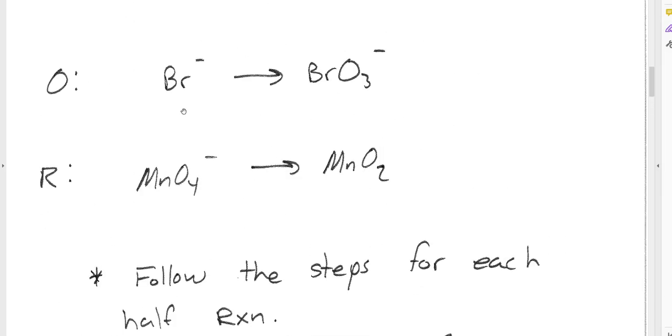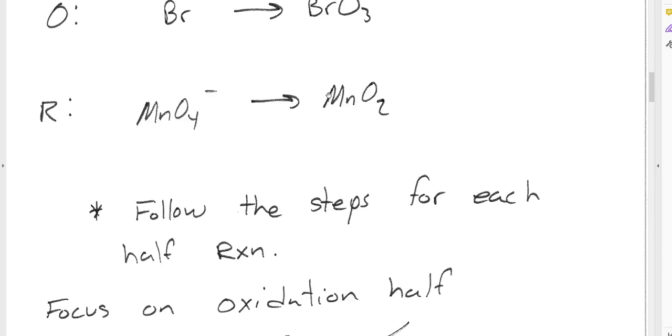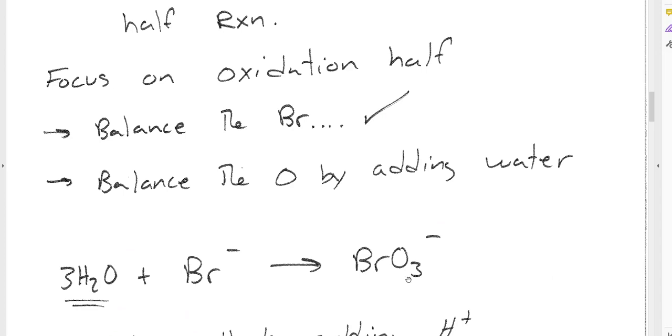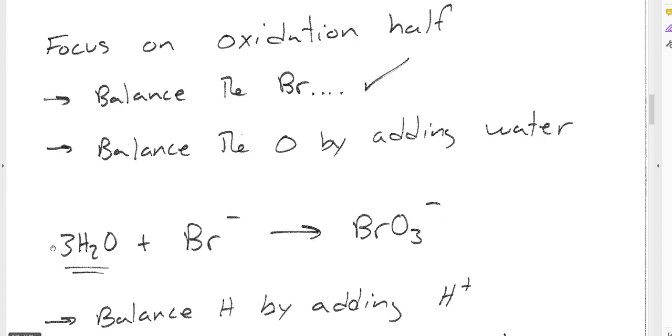The bromine is already balanced. We have one bromine, so we're good. So once we settle that up, we can skip to the oxygen. So 3 oxygens, so I have to add 3 water molecules over here. Okay. So those three water molecules give me 3 oxygens. And so that balances the oxygen.